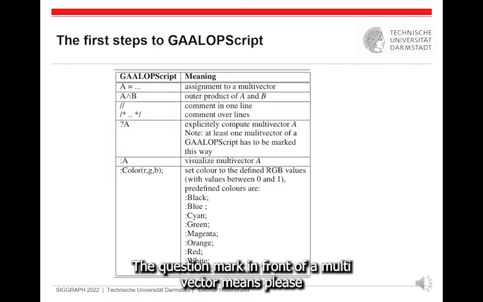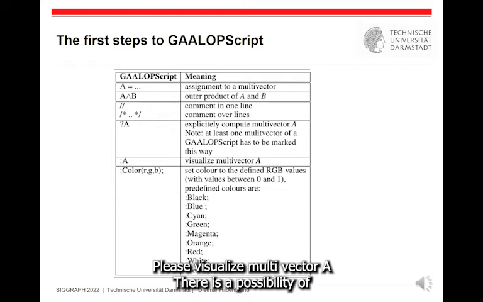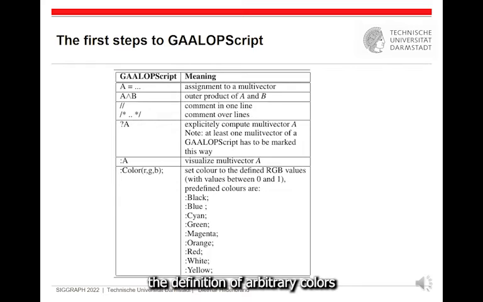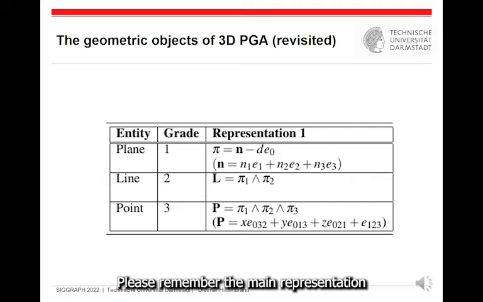The question mark in front of a multivector means please explicitly compute this multivector. And as a note, at least one multivector of a Gallop script has to be marked this way. The colon in front of A means please visualize multivector A. There's a possibility of the definition of arbitrary colors in RGB mode, and there are also predefined colors, for instance black, blue, cyan, and so on. Please remember the main representation of the geometric objects of 3D PGA. The plane is represented as a vector.